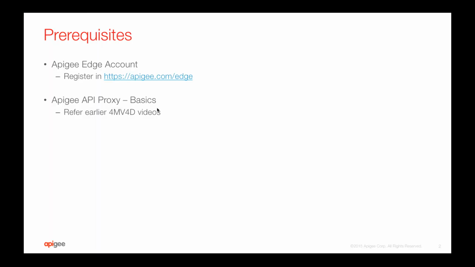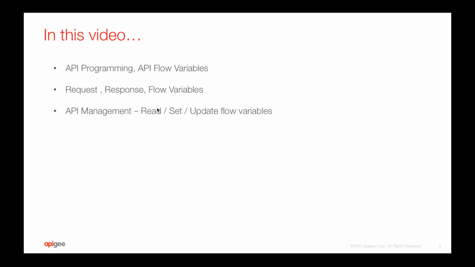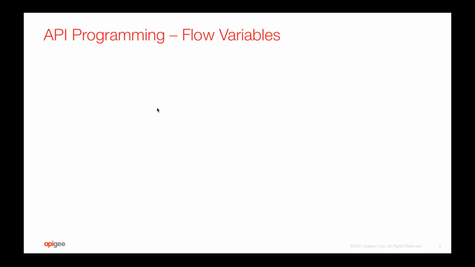Prerequisites for this video, you need an Apigee Edge account, which is free, can register at apigee.com/edge. And you need basic understanding of API proxy, for that you can refer earlier 4-Minute Videos. In this video, we are going to see how we can do API programming in Apigee Edge, by using the flow variables and doing an API management like reading or setting a new variables that can be sent to the target server without changing any code in the target side.